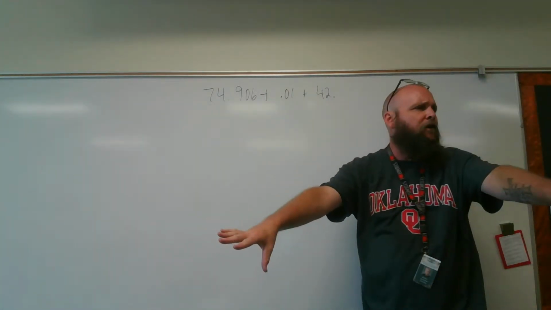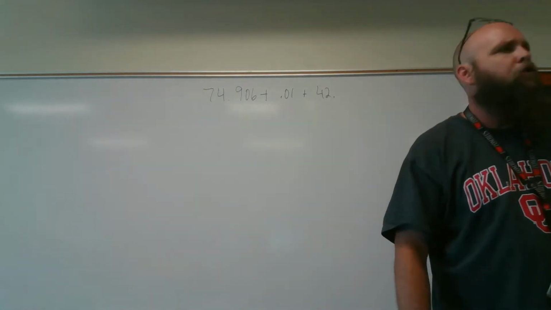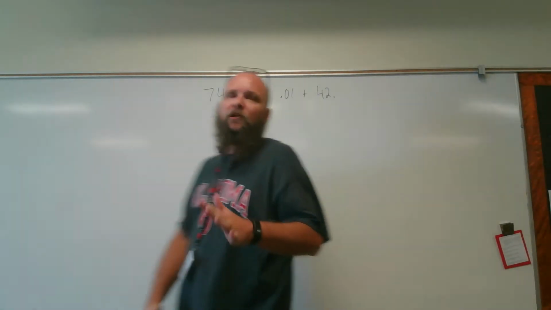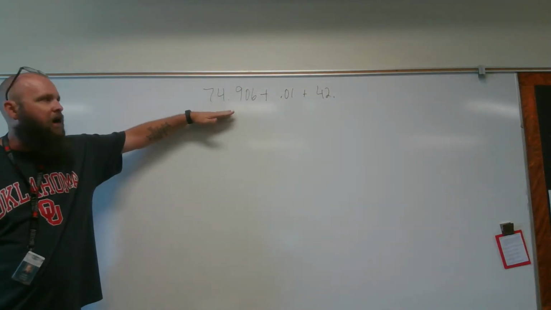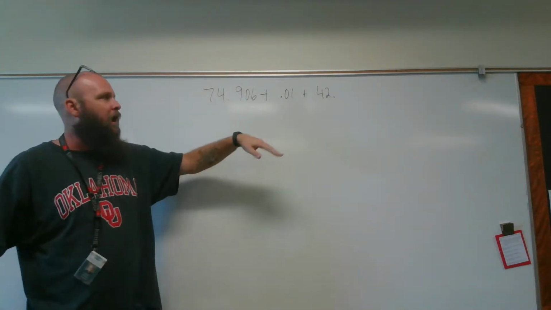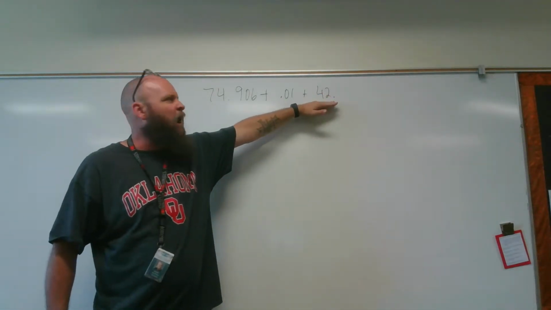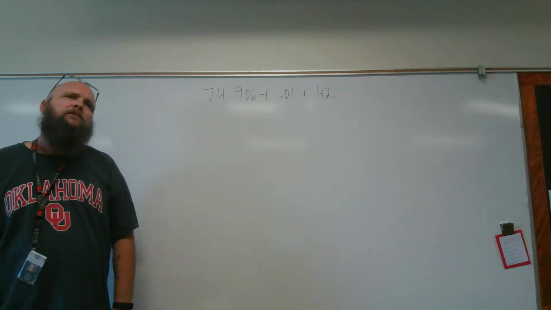Let's estimate here. Cadence, help me out here. No, actually it was Jay's turn, wasn't it? Jay, I'm going to say that this is about 70, right? This is way less than 1, so I'm going to ignore that. And this is about 40. So what would 70 plus 40 be? 100.